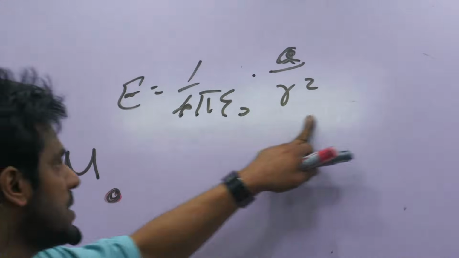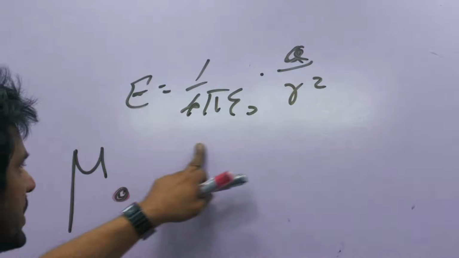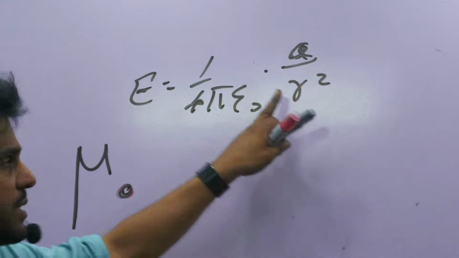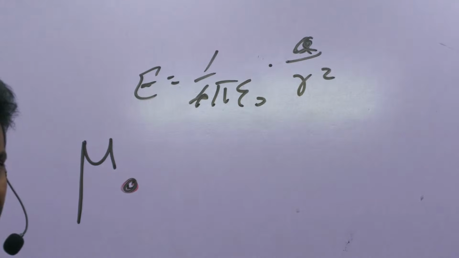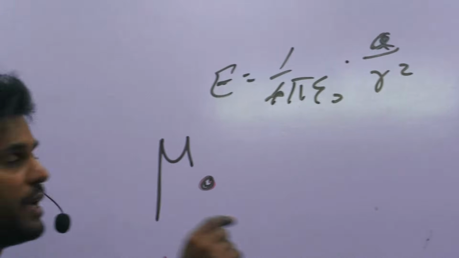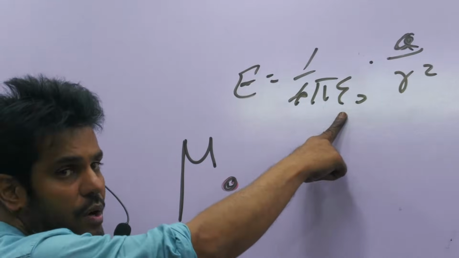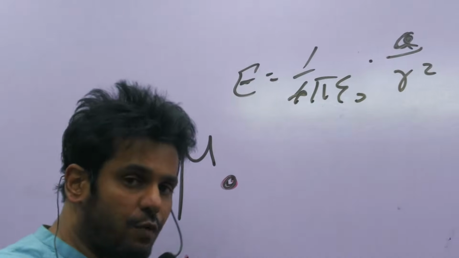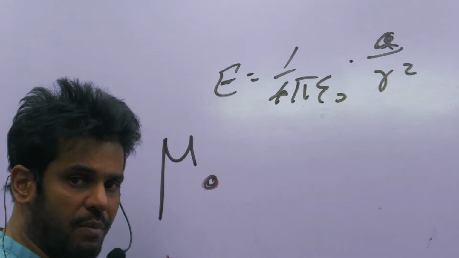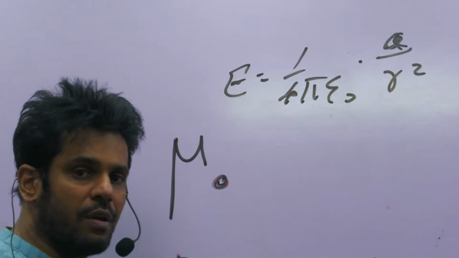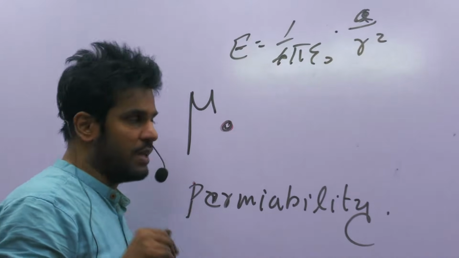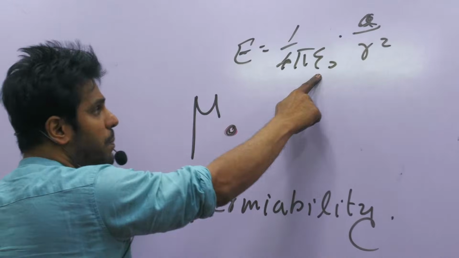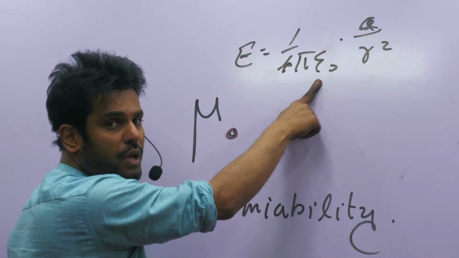Now, this is the general expression to find the electric field for a static charge q at distance r. In this equation, we write epsilon naught. This is the permeability, a factor of electric field strength. Similarly, this is the permeability of free space or air.